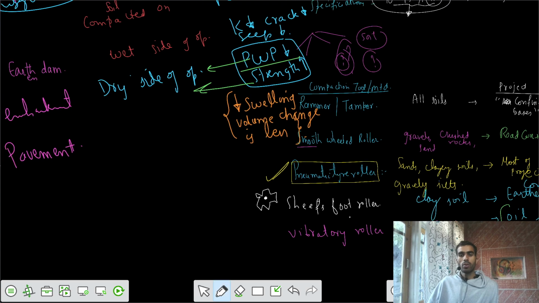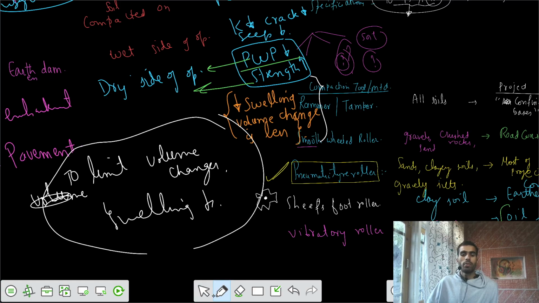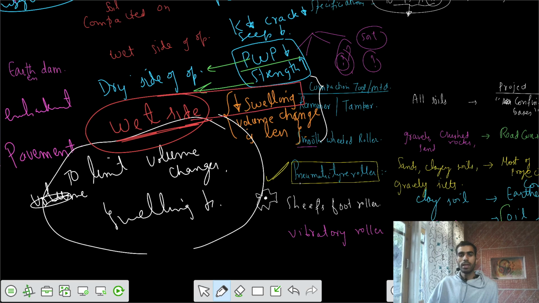To limit the volume changes, I should limit the swelling. Swelling should be less. So for that, should I prefer the dry side or the wet side? I would prefer the wet side. On the wet side, we don't have more swelling. Swelling is less on the wet side, so I would prefer the wet side of optimum. Your soil should be compacted on the wet side of optimum.